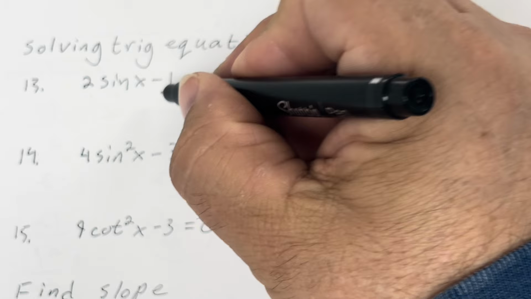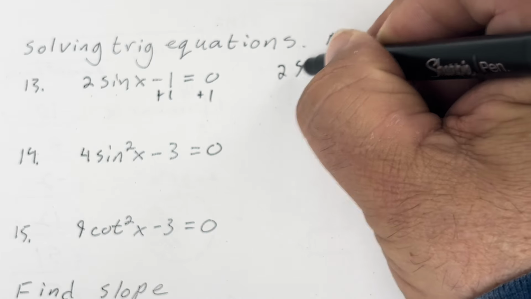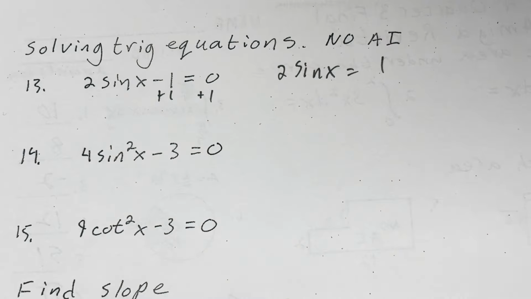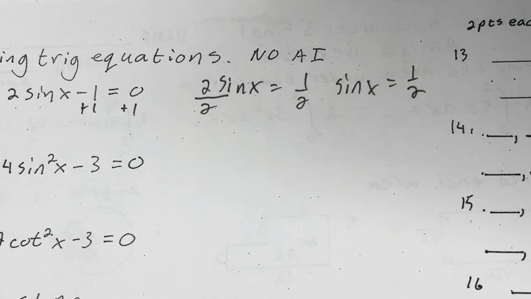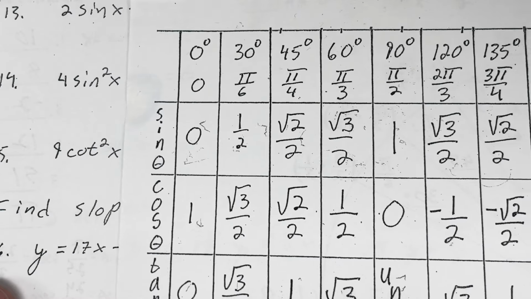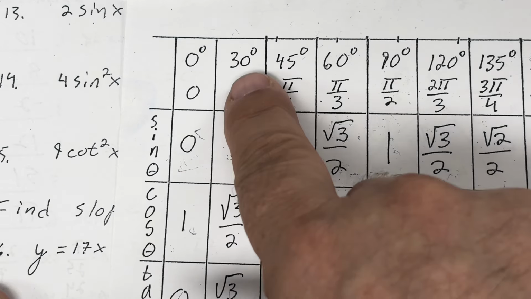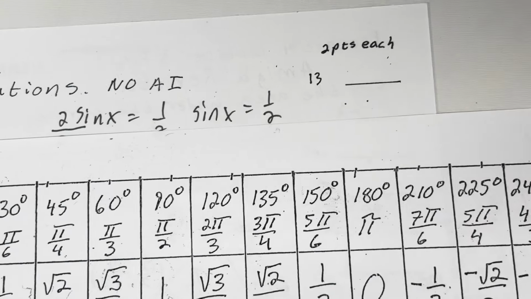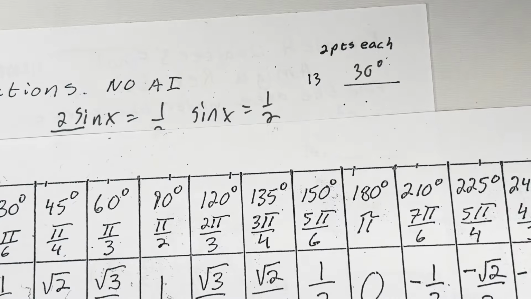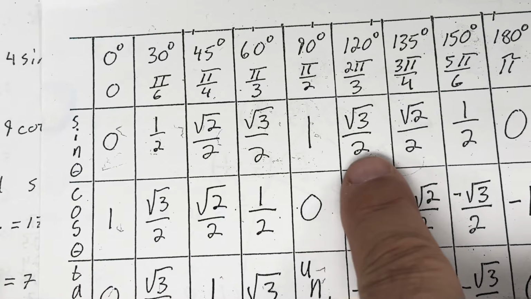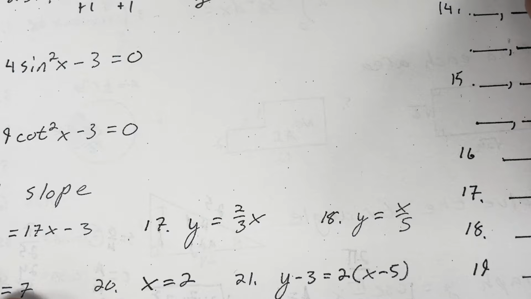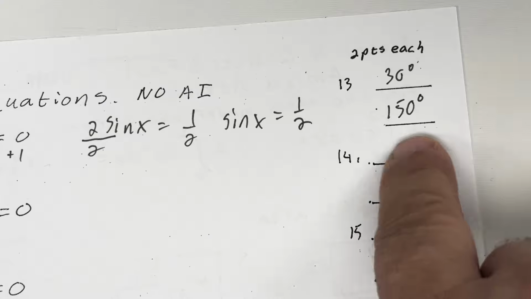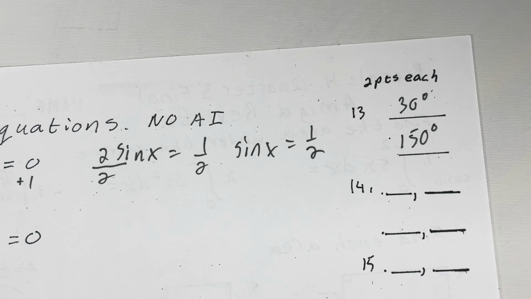Solving trig equations, we're going to add 1 to both sides. It's going to give us 2 sine x equals 1. Then we'll divide both sides by 2. That'll give us sine x equals 1/2. So where on the unit circle or a chart does sine x equal 1/2? Sine x equals 1/2 at 30 degrees, and again at 150 degrees. And there are only 2 slots there, so I'm comfortable that we're done with that at 30 and 150.